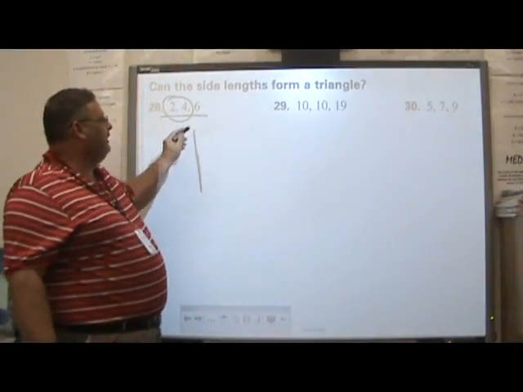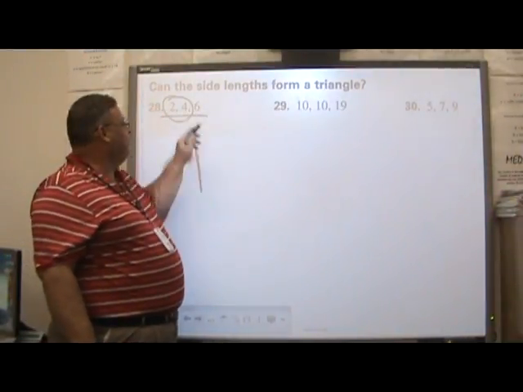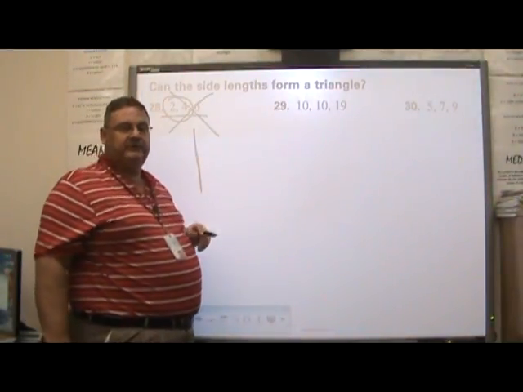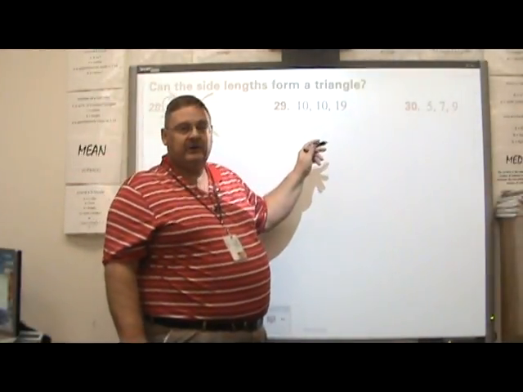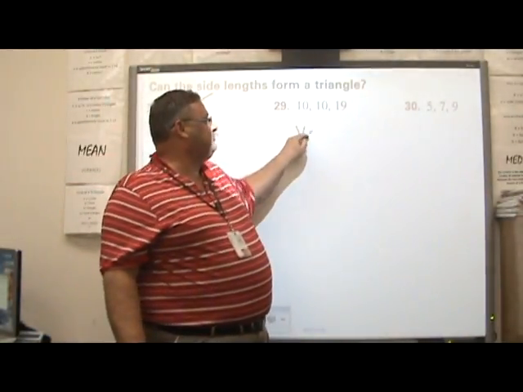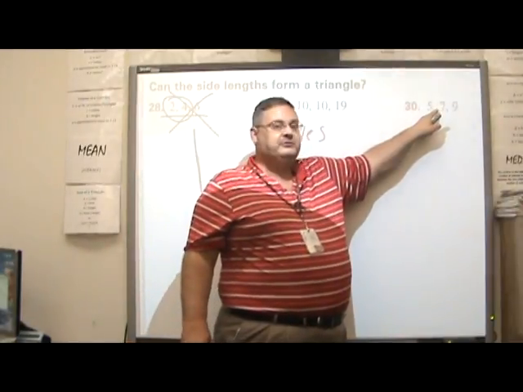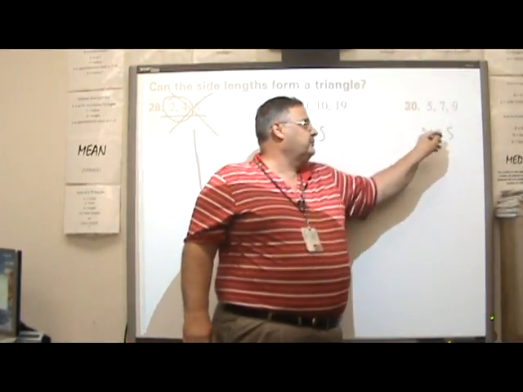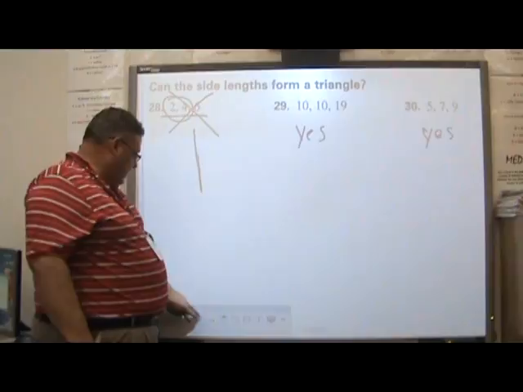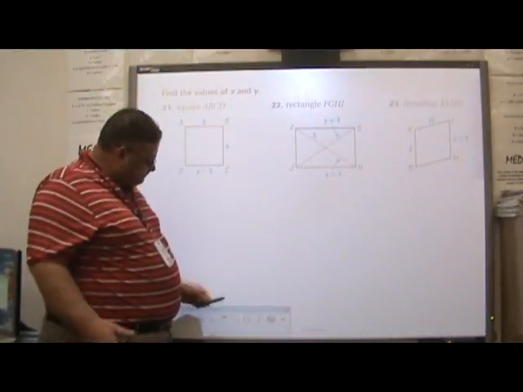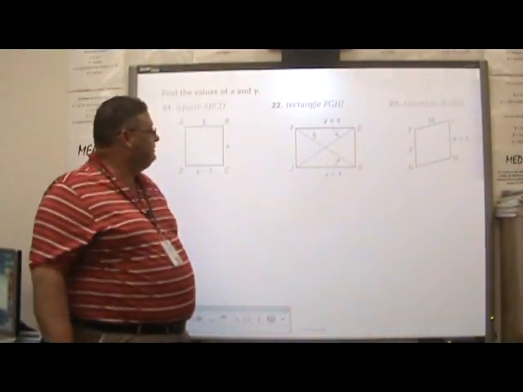So 2 plus 4, is it greater than 6? No. So you can't make a triangle out of these 3 side lengths. 10 plus 10, 20. So yes, I can make a triangle. And 5 plus 7, 12. Yes, I can make a triangle. Okay? I know that's something not directly with the task, but I wanted to share that, put that in here.